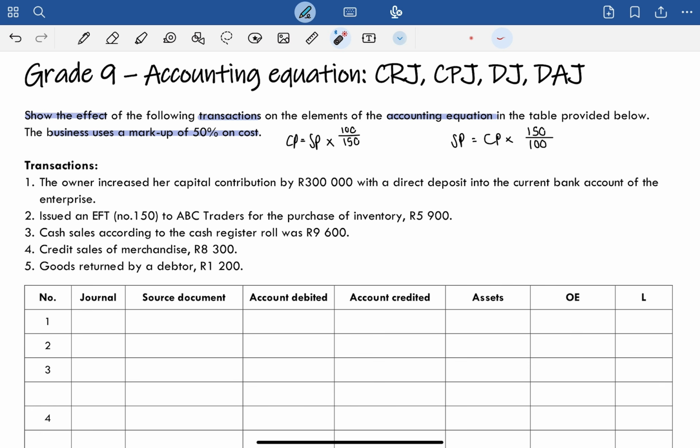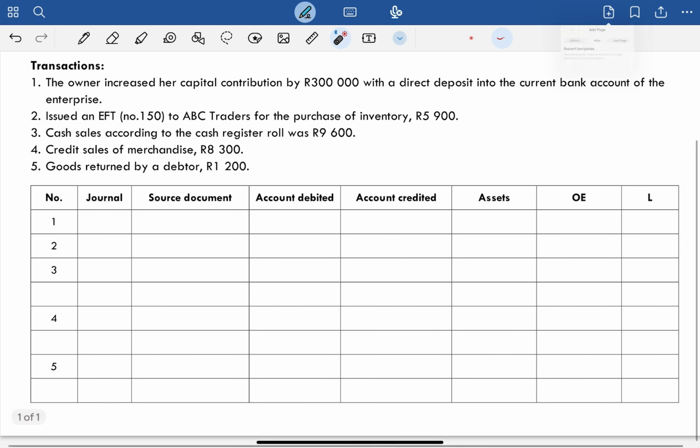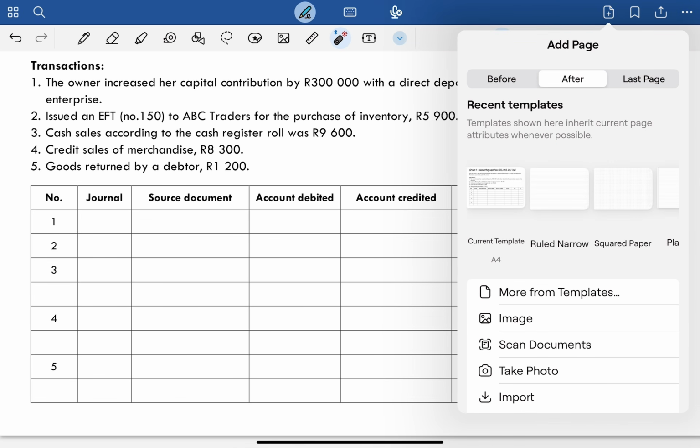Remember, when we have any type of sales transaction or a return by debtors, that will require a cost price and a selling price for each transaction. Those ones are also the ones that teachers love to ask because it really tests whether you understand the process.